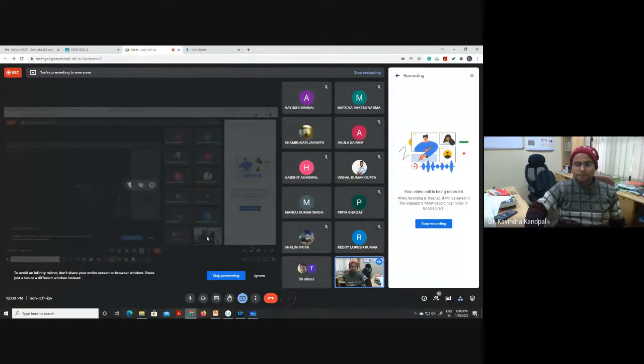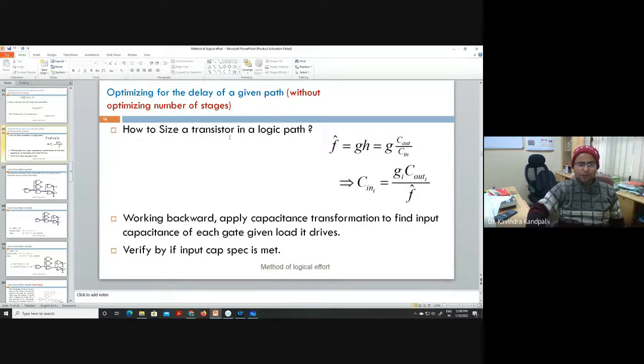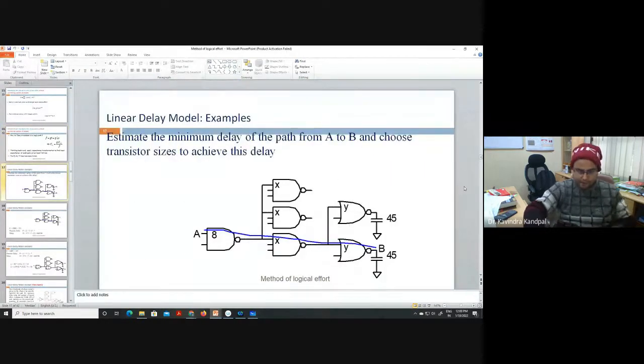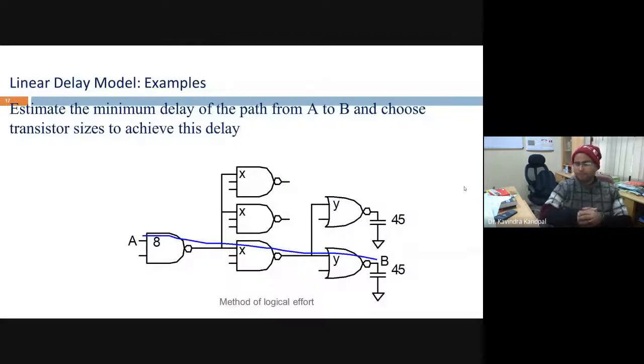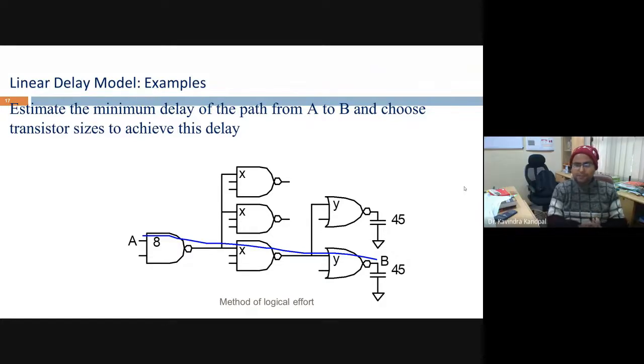So far, so good. I think you will do it better if I tell you how to size your transistor later on. But first, let me give you one example so that you can apply it. If you apply it, then you become more confident. Yes or no? Yes, sir. If you can apply this particular thing in this particular problem, then you will be more confident.